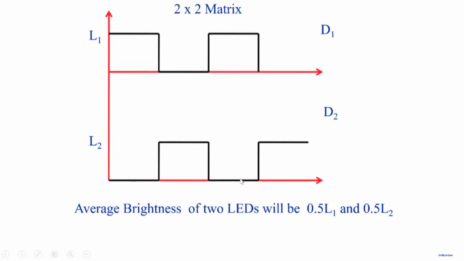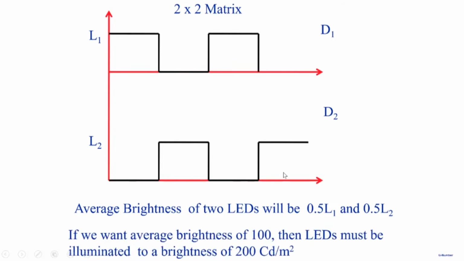So now you can see a problem. With 2 rows it is okay, the average brightness has become 0.5. Brightness is measured in units of candela per meter square. So if you want the eye to see a brightness of 100 candela per meter square, then the LED has to be lit up to a brightness of 200 candela per meter square, twice as bright, so that the average brightness is 100.